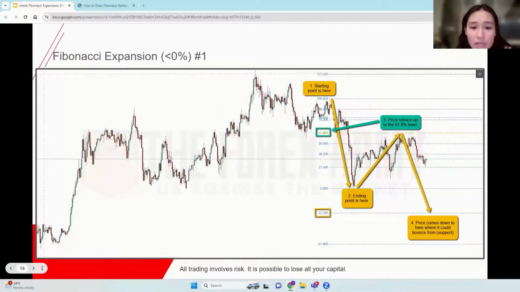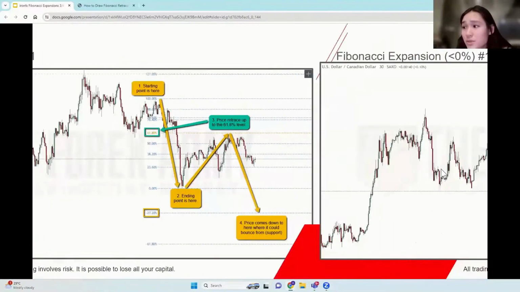So here we can see how exactly it plays out. We have a starting and ending point here and here. Okay, and we can see the price retracing 61.8% of the retracement that we've identified. And then we see how to make use of the support in the negatives. So here you can see we have a minus 27.2 that we're observing. So we're expecting price to retrace back here, and we're expecting it to bounce off of this support level, which you can see in this example it did do.